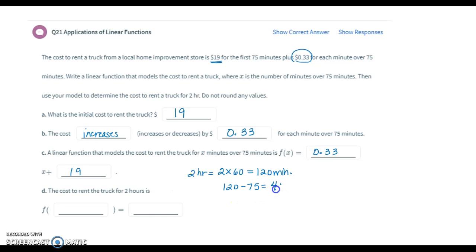Yes, so to find the cost to rent the truck for 2 hours, we evaluate the function at 45. So we have 0.33 times 45 plus 19. And we get 33.85.